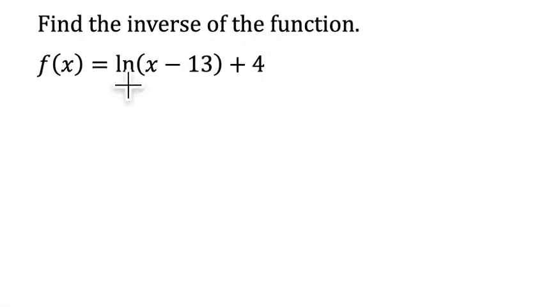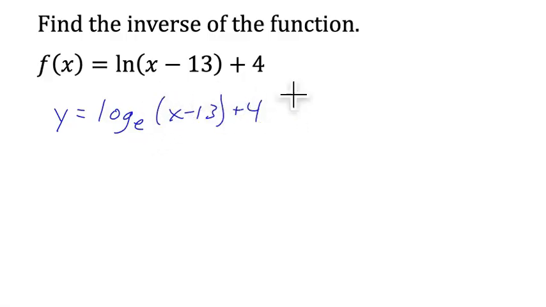Here we have a function with a natural log. So let's rewrite that with y equals. And the natural log is log base e, where e is a number about equal to 2.7. So these two equations are the same, just one's written in function notation with the natural log, and here we have y equals with base e. Same equation. So we'll swap the x and the y.